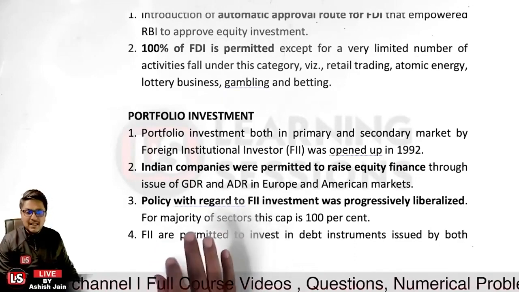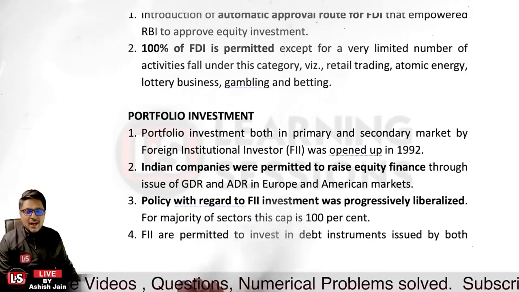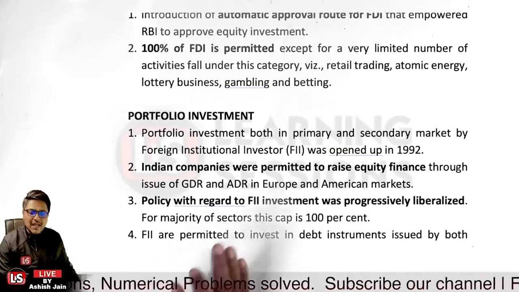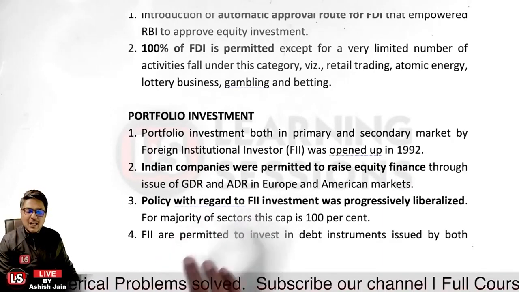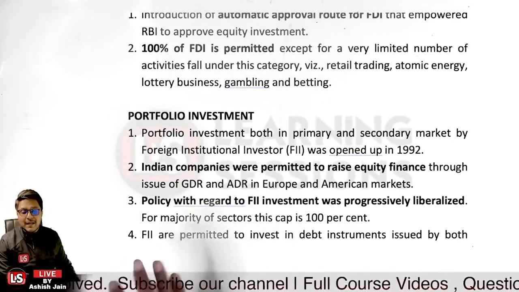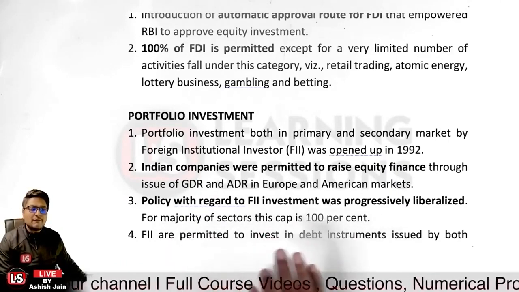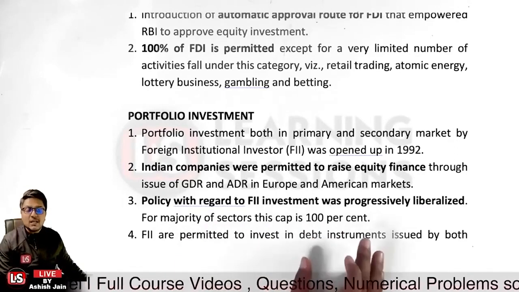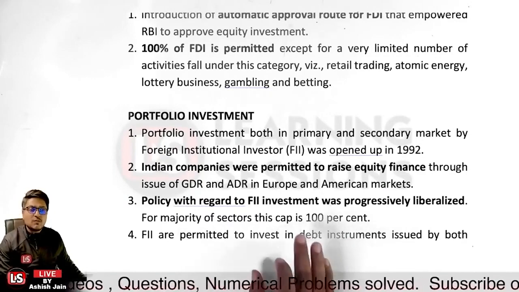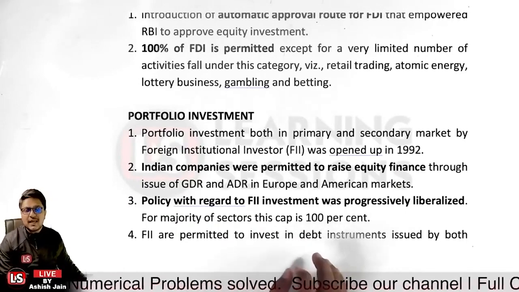So these have enabled Indian companies to raise equity in foreign currency itself, and whatever amount has been generated in foreign currency by issuing ADRs and GDRs, the companies are further allowed to invest in foreign countries itself. And for that purpose, approval from the RBI is not required. Okay, and policy with regard to FII investment was progressively liberalized. Previously, FIIs were allowed in 1992, but the liberalization was limited. Those were progressively liberalized, and for the majority of sectors, the cap is 100% now.